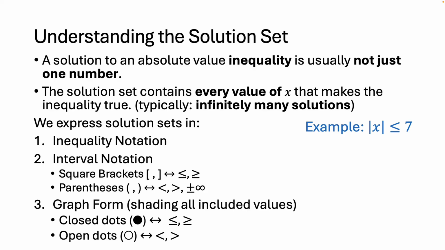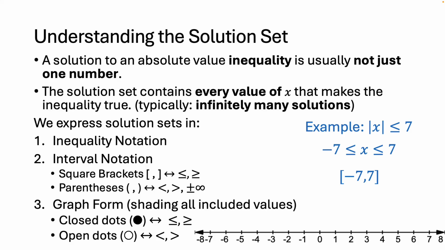Let's look at the example absolute value of x is less than or equal to 7. We could express the solution set in inequality notation by writing x is greater than or equal to negative 7, but less than or equal to 7. In interval notation, we would write this as the interval from negative 7 to 7, using square brackets for both negative 7 and 7 to represent that they are included in the solution set. Graphically, we would use a solid dot at negative 7 and a solid dot at 7 to represent these values are included, and we would shade everything between negative 7 and 7 to represent the solution set.